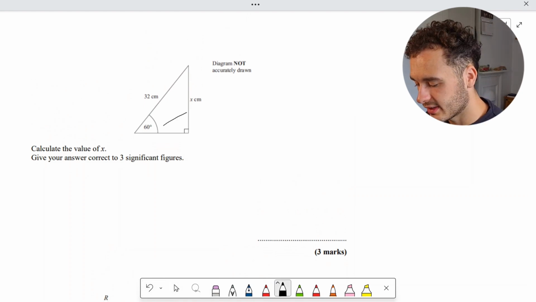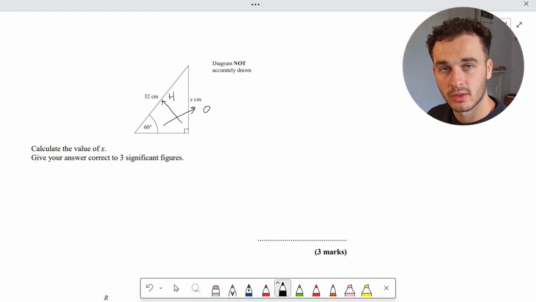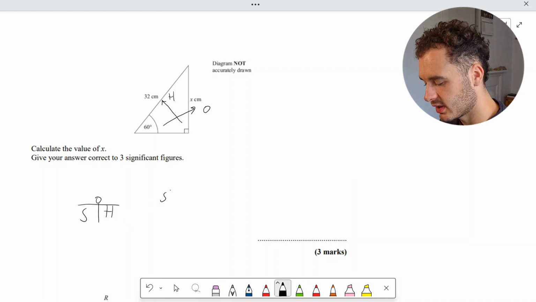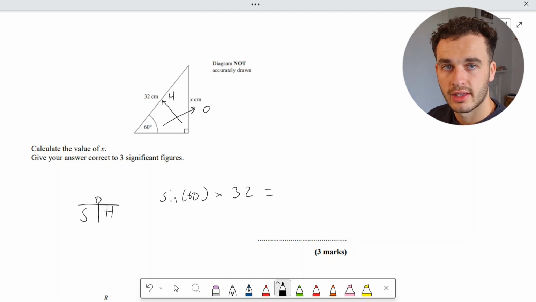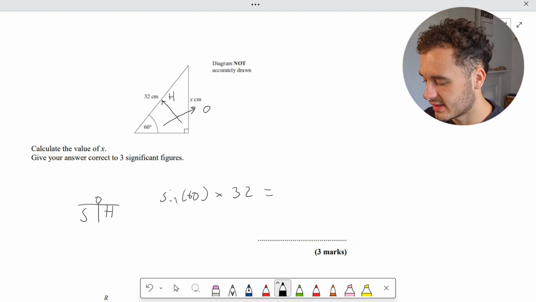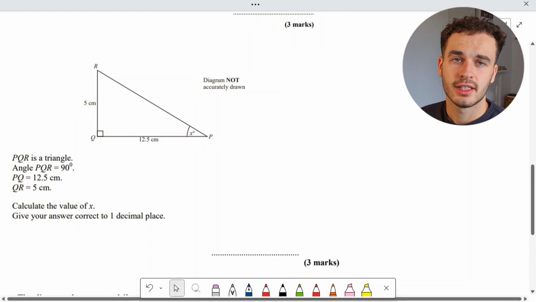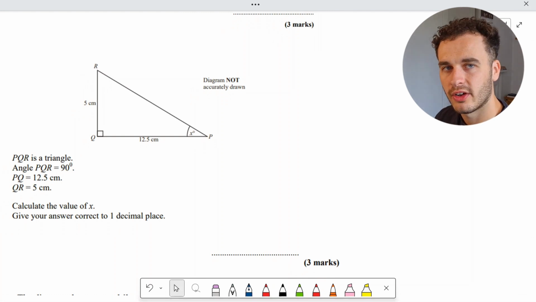So we're finding X in this case. What side is X? It is the opposite. Good. 32 is the hypotenuse because it's opposite the right angle. The leftover side is the adjacent, but we don't label that because we don't need it in this question. So now we think, what triangle are we going to use? We're going to use SOH. We're finding the opposite, so we're going to do sine 60 times by 32, and that will give us our answer. And having put that in the calculator, correct to three significant figures should be 27.7 centimeters.